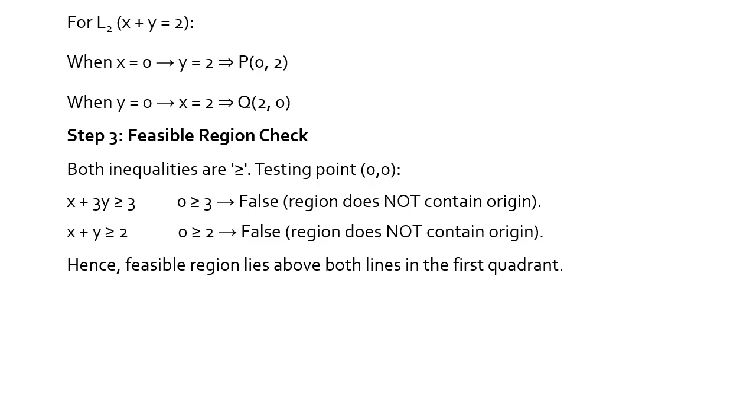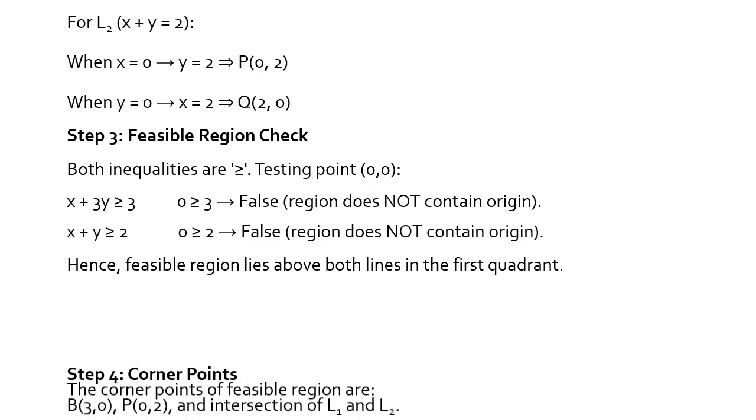So students, we will take the region that does not contain the origin. Hence, the feasible region lies above both of the lines in the first quadrant, because we have the constraint that x and y both are positive and greater than or equal to 0.